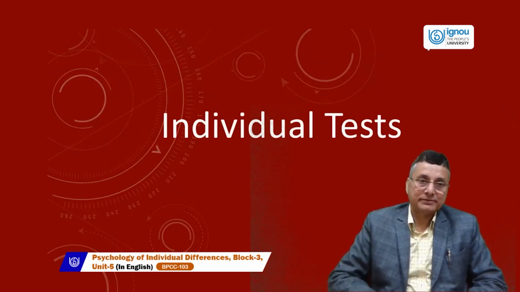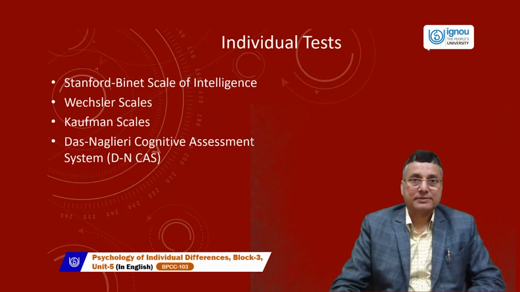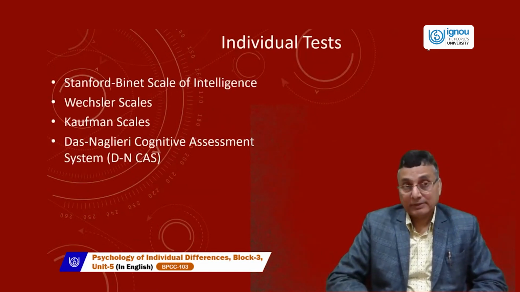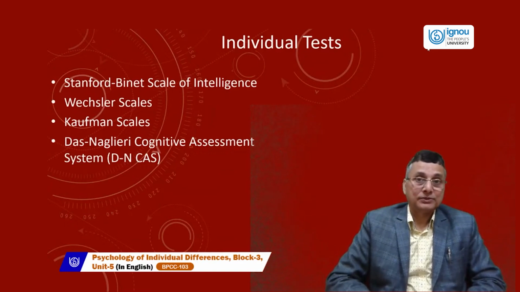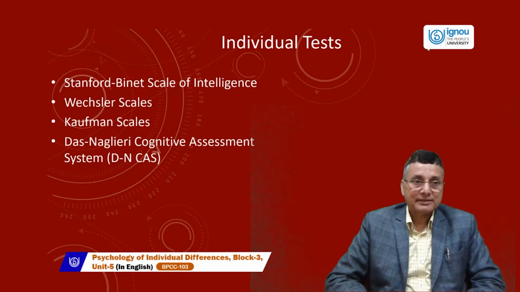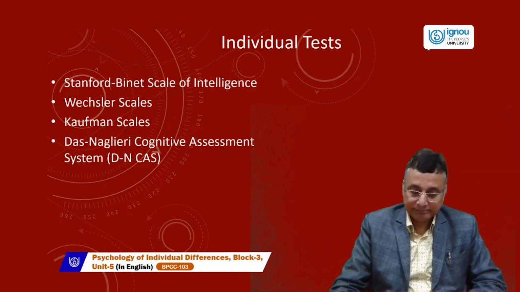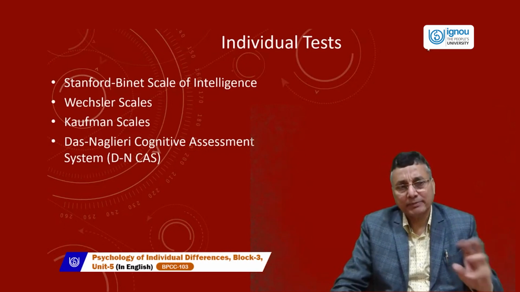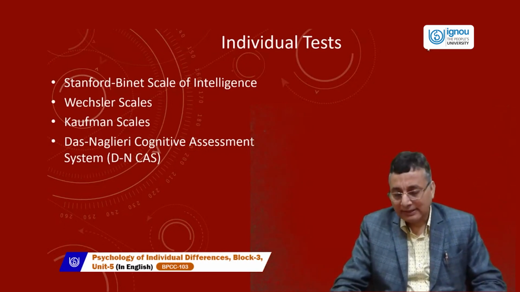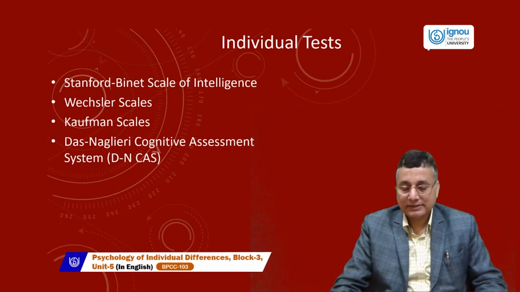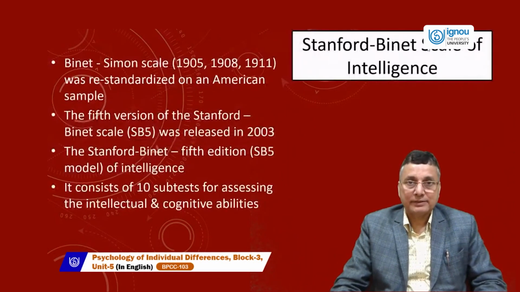Now, let us see these tests one by one. Individual tests, as I told you, are very helpful in clinical settings. In individual tests, we have the Stanford-Binet scale of intelligence. In India, we use the Binet-Kamat test, called BKT. Then there are the Wechsler scales for intelligence, the Kaufman battery for intelligence, and the Das-Naglieri cognitive assessment system. We'll discuss these four tests in brief, because Binet and Wechsler's were the hallmark of the intelligence tests.